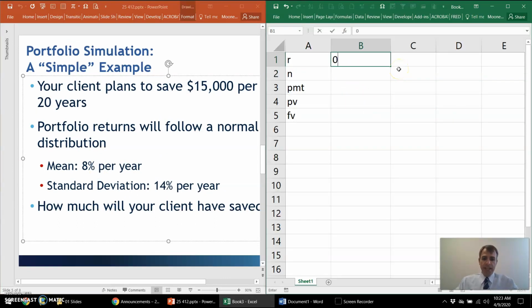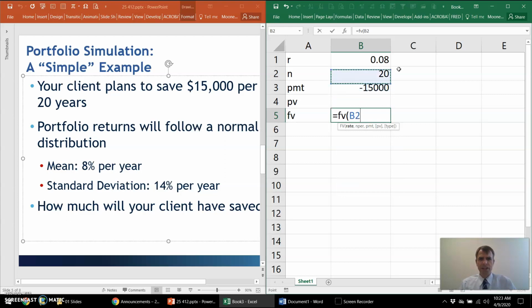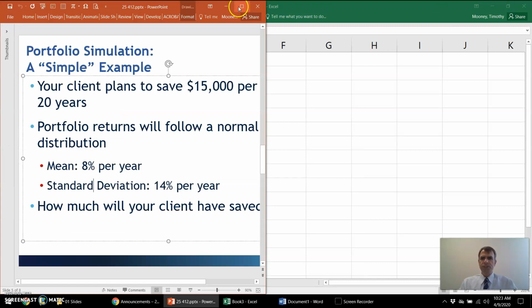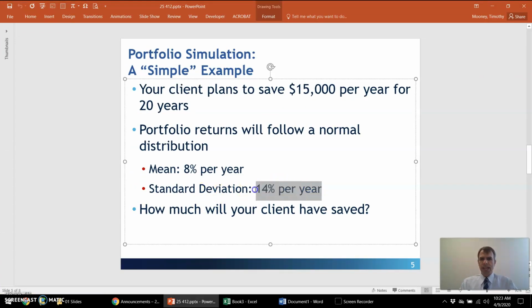So let's see, if we've got a discount rate of 8%, as we said, we save for 20 years, say the payment is negative 15,000, and there's no present value, so we could just leave that out. The future value of a 20-year annuity of $15,000 savings with a discount rate of 8% per year, you'd end up with $686,000. So that's ignoring variability in returns, assuming that return is 8% per year every single year. But what if we incorporate uncertainty? What if returns follow a normal distribution and some years they're above 8%, some years they're way below 8%, and so on? That's the model we're going to build now.